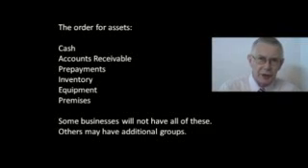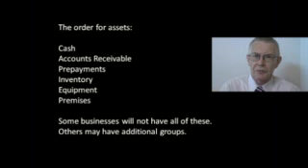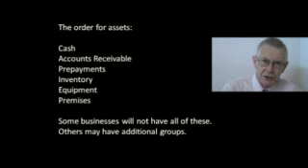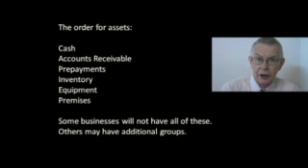So, a typical order then for assets would be to start off with cash, then accounts receivable, that's money that's owed us, then prepayments, things which we've paid for in advance, possibly insurance for the year, and then things like equipment, plant and premises.